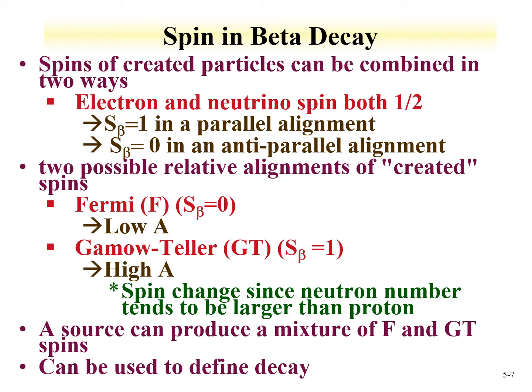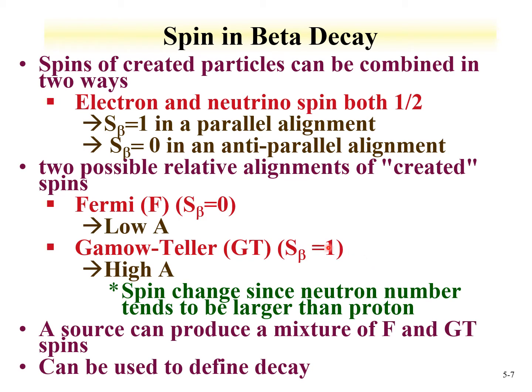One is Fermi, where the spin change is 0. These are dominant at low A isotopes. The other is Gamow-Teller, where the spin change is 1, and these tend to be observed at higher A. If we examine low A isotopes, the number of protons is approximately equal to the number of neutrons. So if I swap a neutron to a proton state or a proton to a neutron state in the shell model, which we'll describe later, the occupied states are going to be about the same. The overall spin change will be 0.